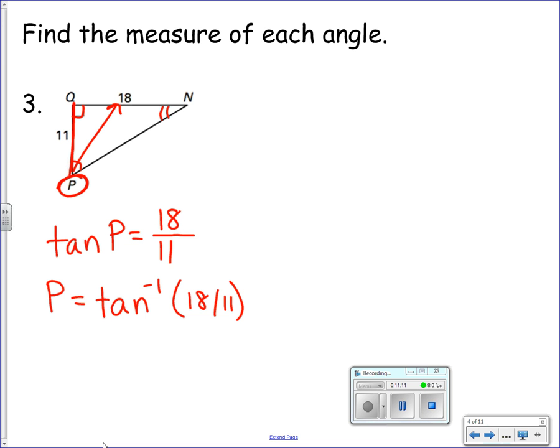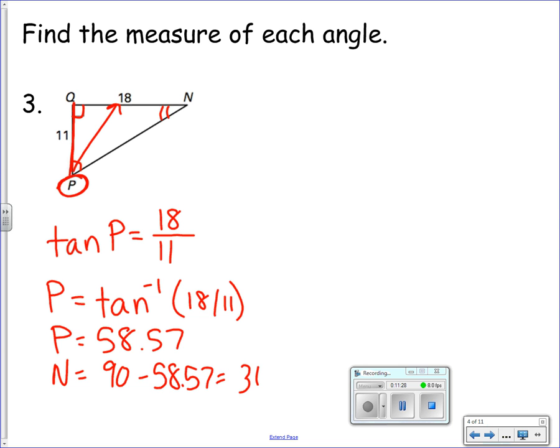So we now have our two angles. P was 58.57. Again, to get angle N, we did 90 minus that. And we got 31.43 degrees.